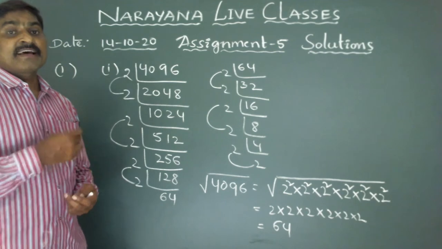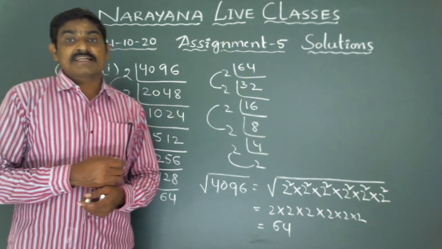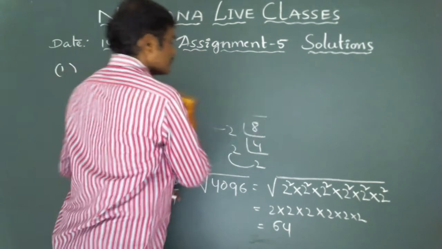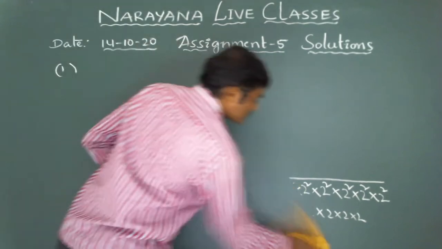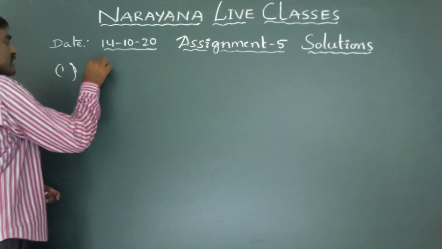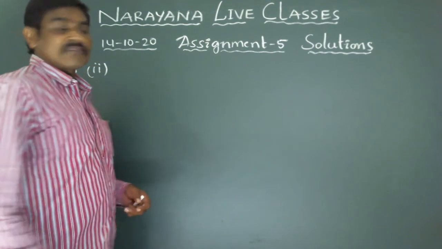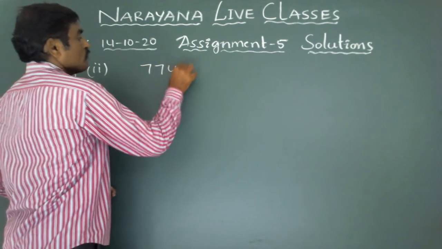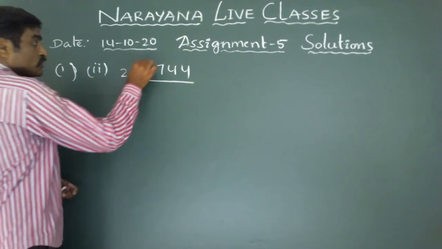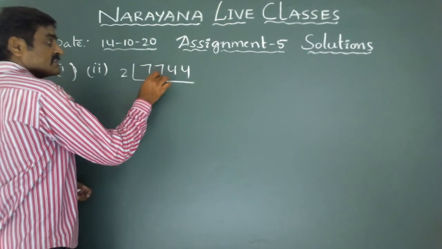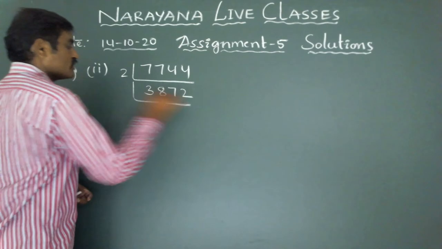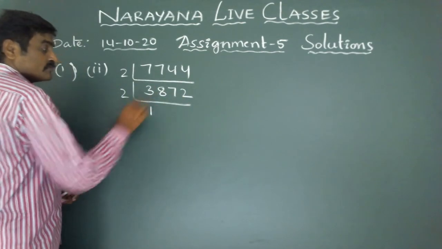In the same way, let us do the second one, 7744. In the first one, the second one is given, 7744. So first, let us do the prime factorization with 2. 2 threes are 6, 1 is left. 2 eights are 16, 1 is left. 2 sevens are 14. 2 twos are. Again with 2. 2 ones are 2, 2 nines are 18.